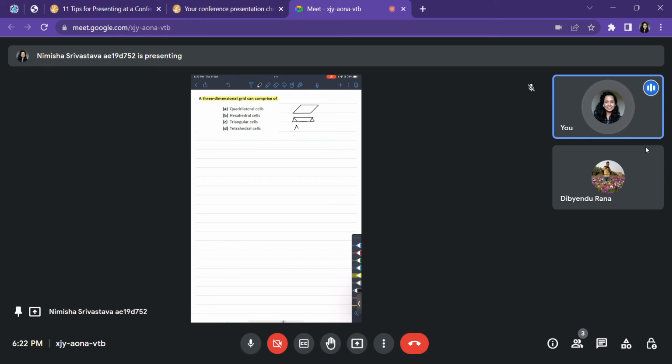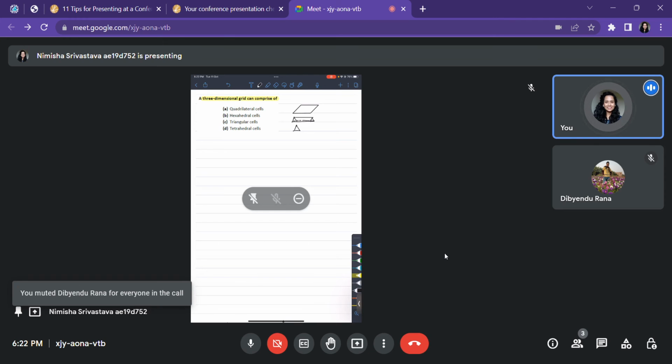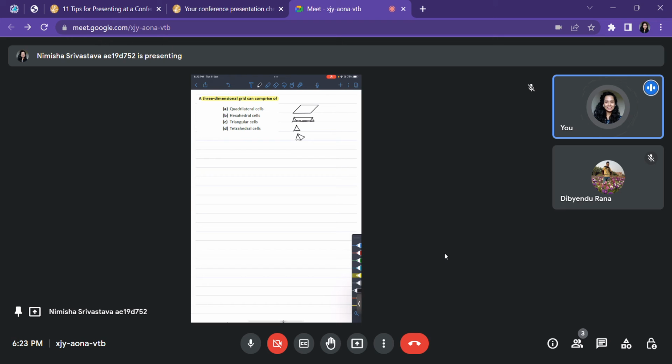Then we have triangular cells. Obviously, these are also two-dimensional, so that's not the right answer for this. And lastly, we have tetrahedral cells, which look something like this. So we have these four types of cells. Which of these are three-dimensional? It's B and D. That's a fairly simple question that we are able to evaluate. Now for a three-dimensional grid, the cells can be either hexahedral or tetrahedral. I'll just redraw the shapes properly for your reference.